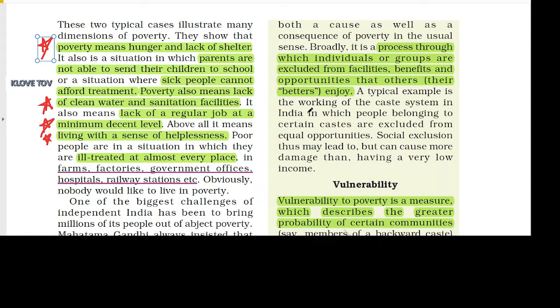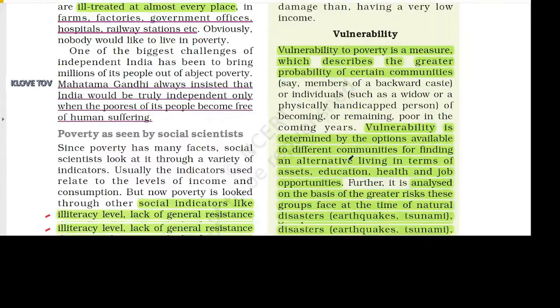A typical example is the working of the caste system in India, in which people belonging to certain castes are excluded from equal opportunity. Social exclusion thus may lead to, but can cause more damage than, having a very low income.